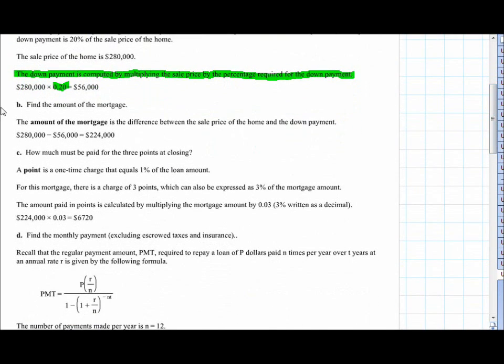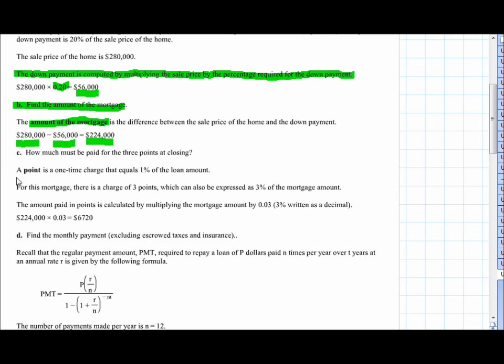Find the amount of the mortgage. Okay. Well, the amount of the mortgage is going to be taking the original $280,000, and here's our down payment. Well, you don't need to put that into the mortgage, so you subtract it, and this is how much you're actually going to finance. All right.